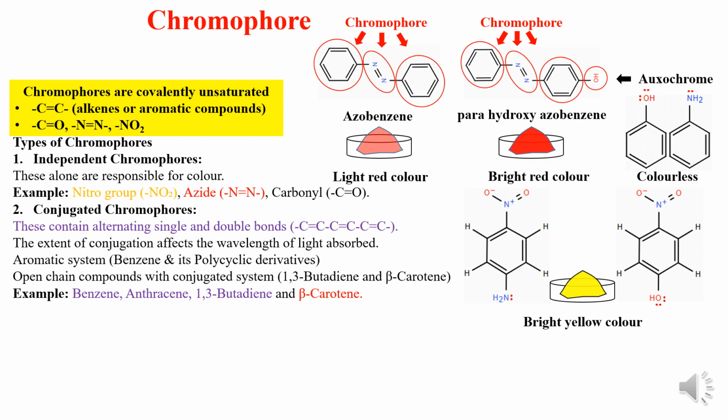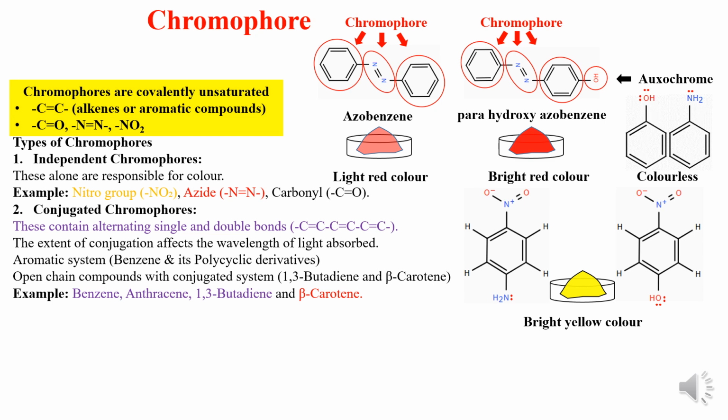Now the azo group not only links the chromophores together, in this case linking the two benzene rings, it also leads to extension of the conjugated system. So the azo group links both the benzene rings in case of azobenzene and para-hydroxyazobenzene, and that leads to extension of the conjugated system. Whenever there is extension of the conjugated system, it leads to a colored compound.